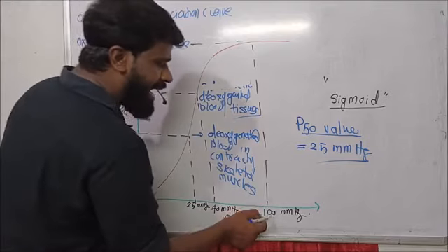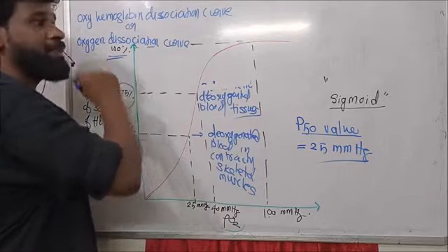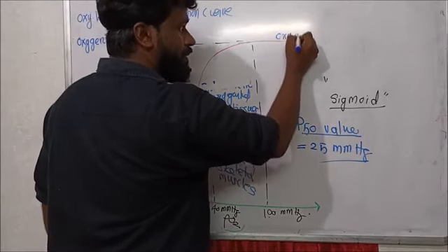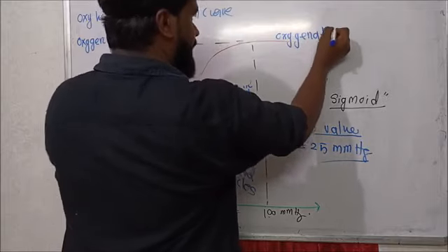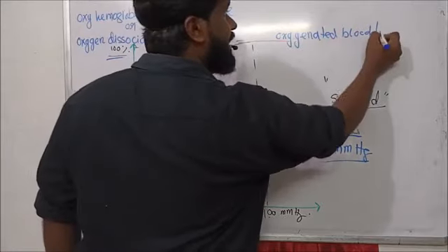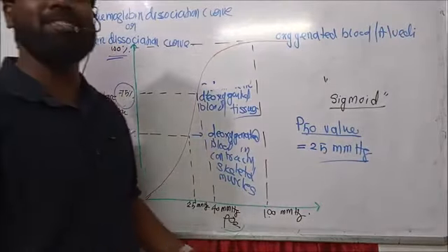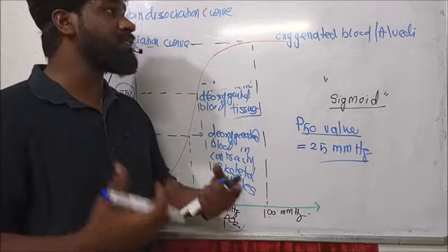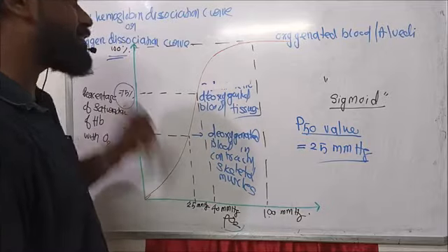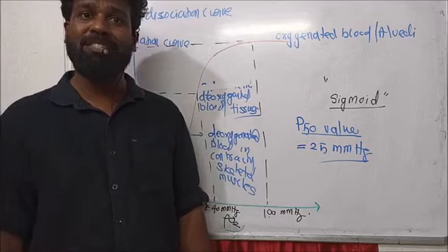Then, at 100 PO2, when the PO2 increases to 100, there is maximum saturation, 100% saturation. So this is 100% saturation in oxygenated blood, near the alveoli, because in the alveoli as well as oxygenated blood the PO2 is 95 and above. So in this condition, maximum saturation will occur. So this is the oxygen hemoglobin dissociation curve.